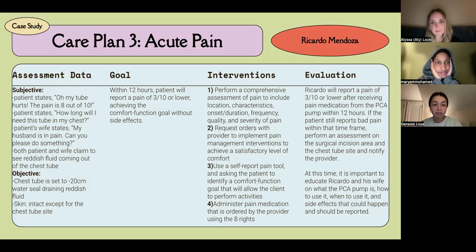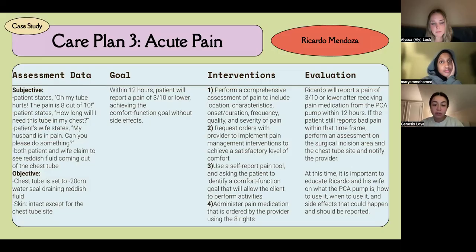In order to achieve this goal, we want to perform a comprehensive assessment of pain, including the location, characteristics, duration, frequency, quality, and severity of pain. By doing so, we can build an individualized care plan just for him. We also want to request orders from the provider to implement pain management interventions to achieve a satisfactory level of comfort. So we want to advocate for our patient if he is experiencing any more pain.